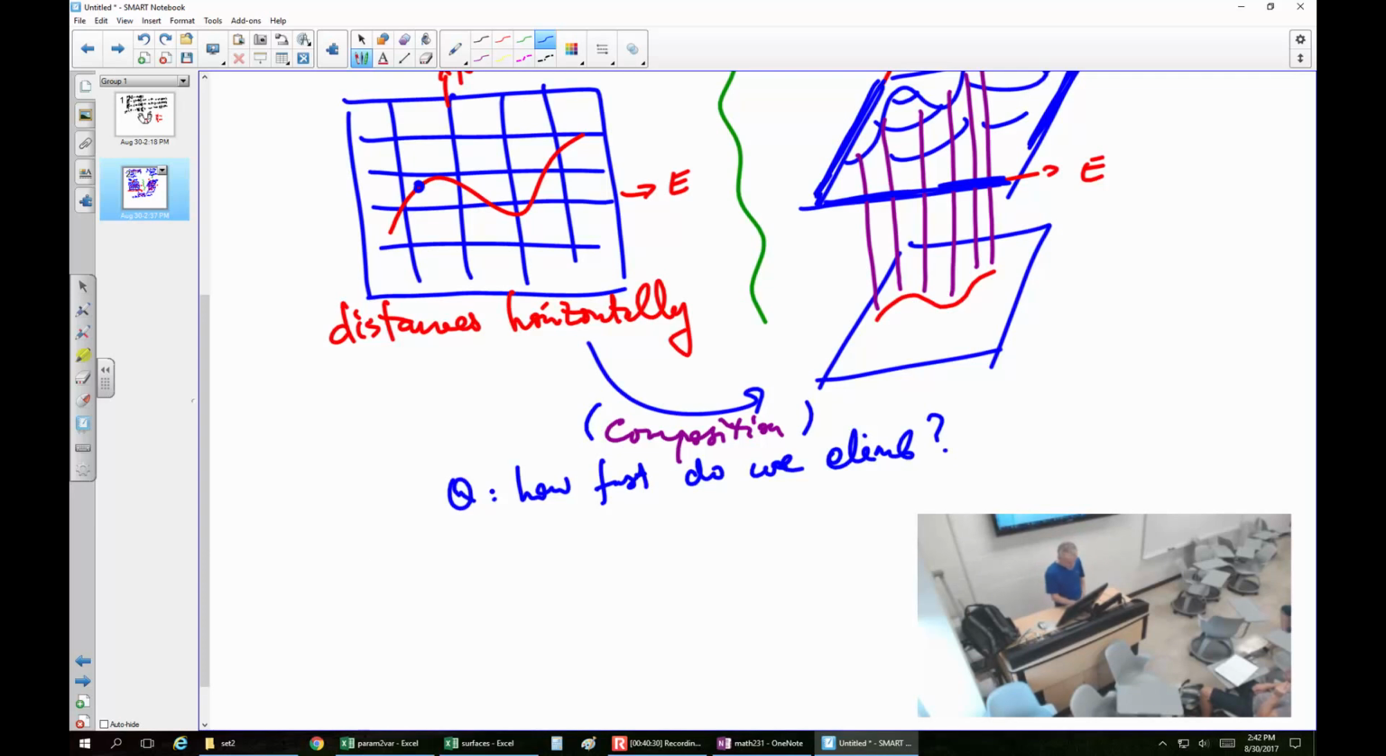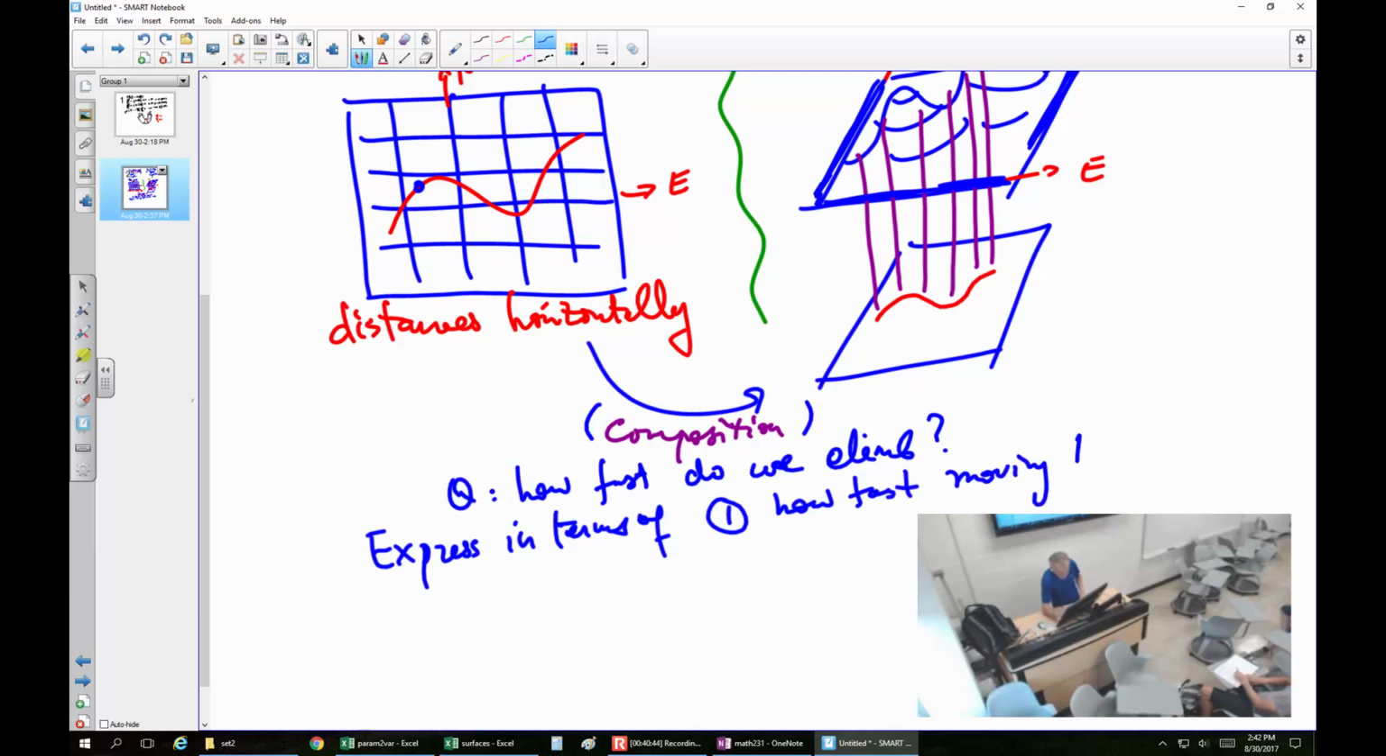So in other words, express this number in terms of number one, how fast we're moving horizontally, and number two, how steep is the terrain.